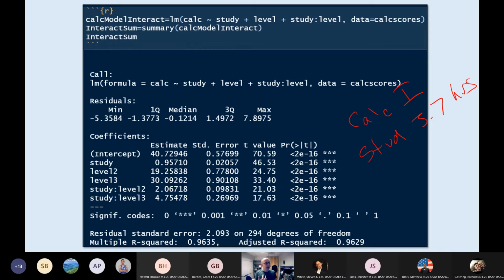But the thing I want to point out is that to answer this question, I only need these two numbers right here, right? Everything else on there I don't need for this question. I don't know why I wrote stud instead of study.